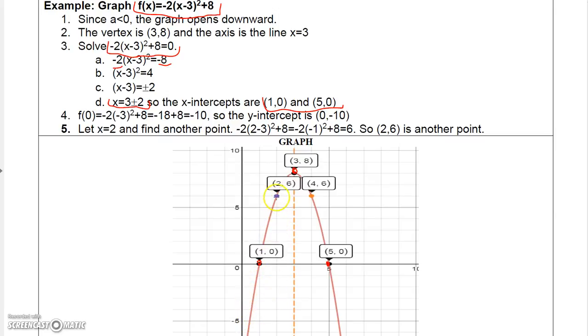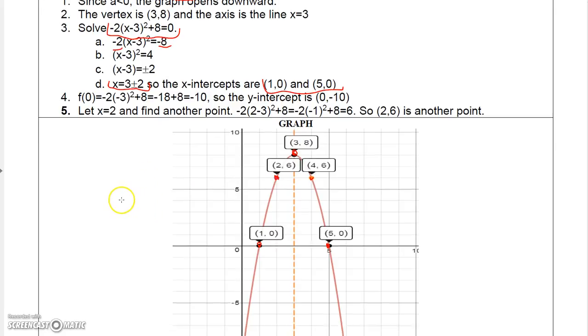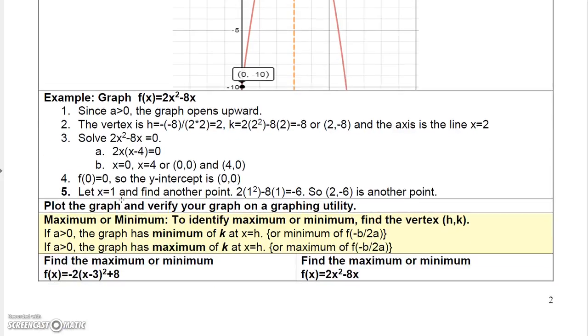But if you wanted to, you could plug in other values of x, like 2 and 4, and see that the y values are 6, and get another couple of points. So it just depends on how accurate you need your parabola to be.